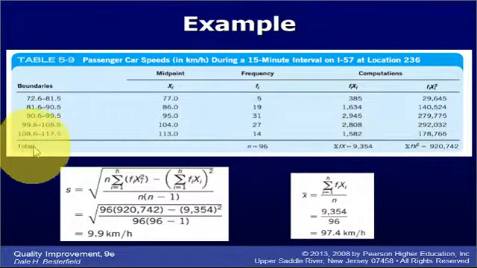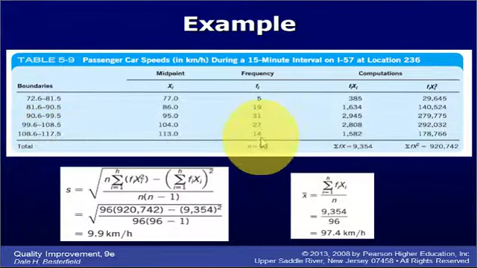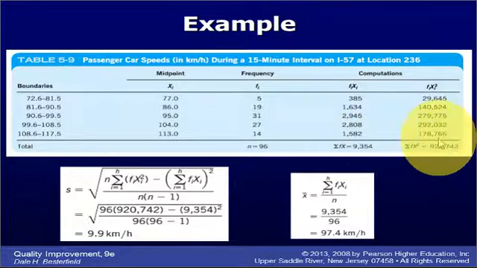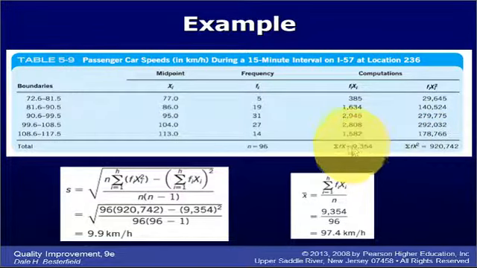And in the last row, you compute the total. So the total of the frequency, you sum up all the frequencies, that will give you the total number of data points, which is 96. And you sum up the Fi times Xi, which is 9,354. And then you compute the sum of Fi times Xi squared, which is 920,742. So now you can plug in all these numbers.